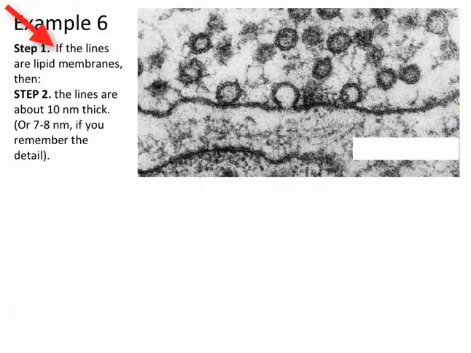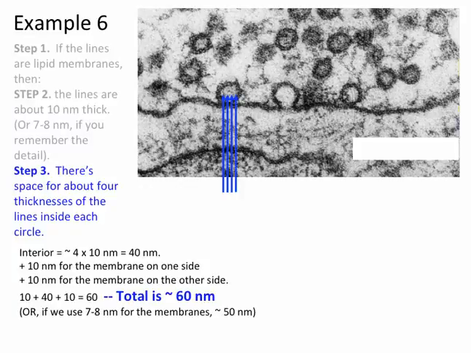If the lines are lipid membranes, then the lines are about 10 nanometers thick, or 7 to 8 nanometers if you remember the detail on the bacterial ruler. Membranes are a little bit thinner than 10 nanometers. So step 3, there's space for about 4 thicknesses of the black lines inside each circle. I put 4 arrows here, about the distance apart of those black lines, to show you that you'd fit about 4 of them in there.